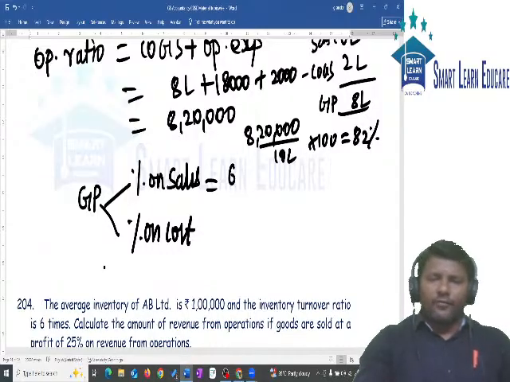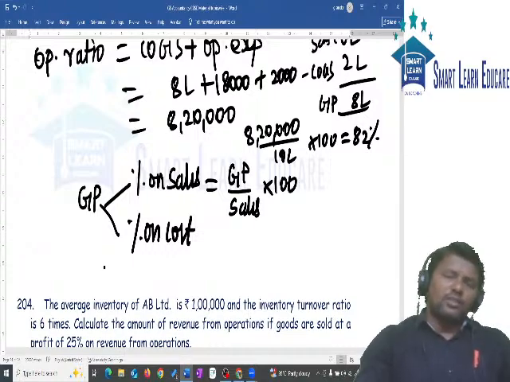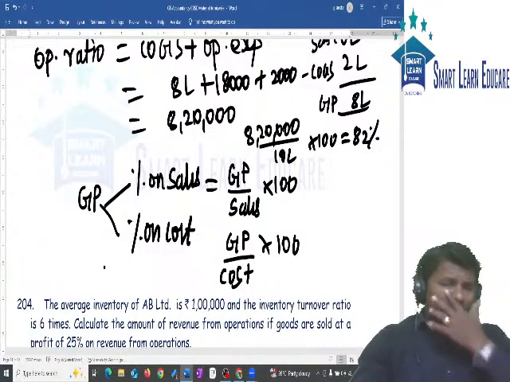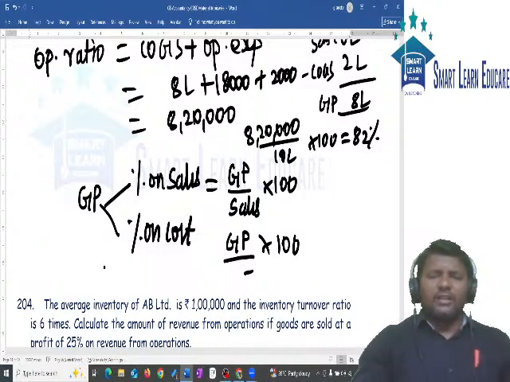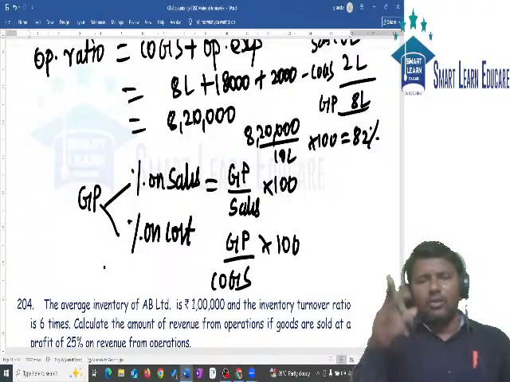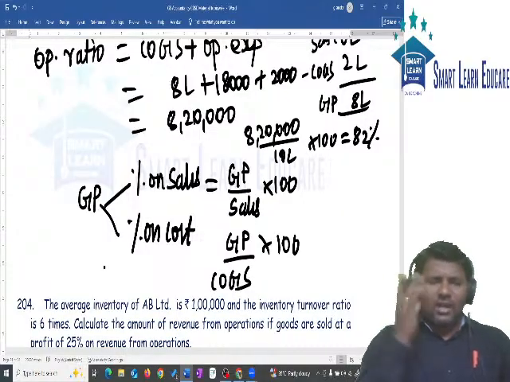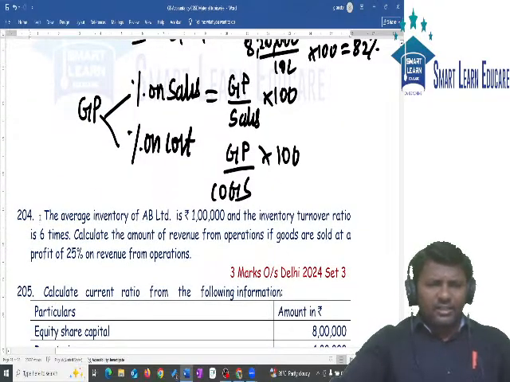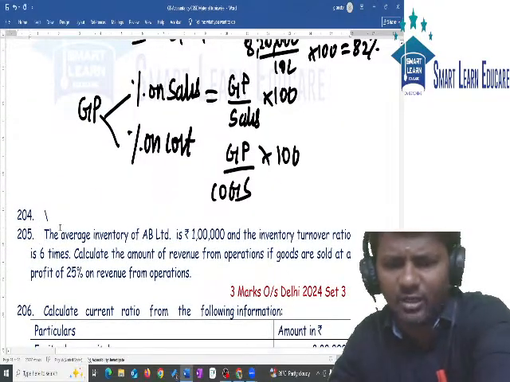GP on sales formula is GP divided by sales into 100. GP on cost formula is GP divided by cost into 100. When I say cost, it means cost of goods sold. Two ways of expressing GP we have: one as a percentage on selling price, another one as a percentage on cost price.